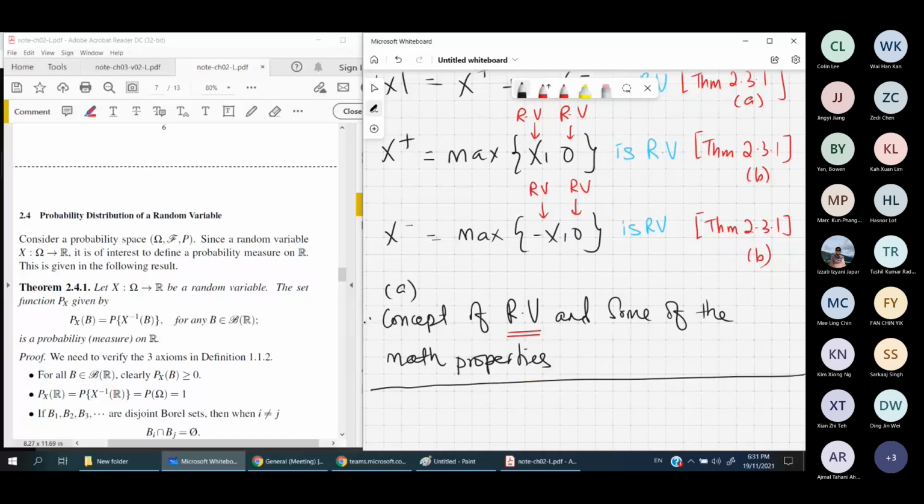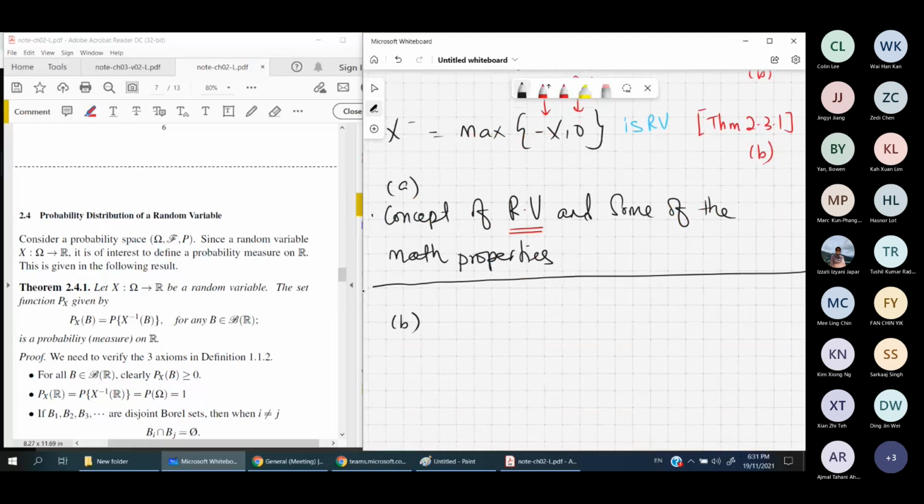This is part A in chapter 2. Next we come to the probability distributions of a random variable. So part B, then we discuss how we construct a new probability on R using a random variable. So this is a topic that we're going to discuss. So we discuss how to construct a new probability on R using a random variable.